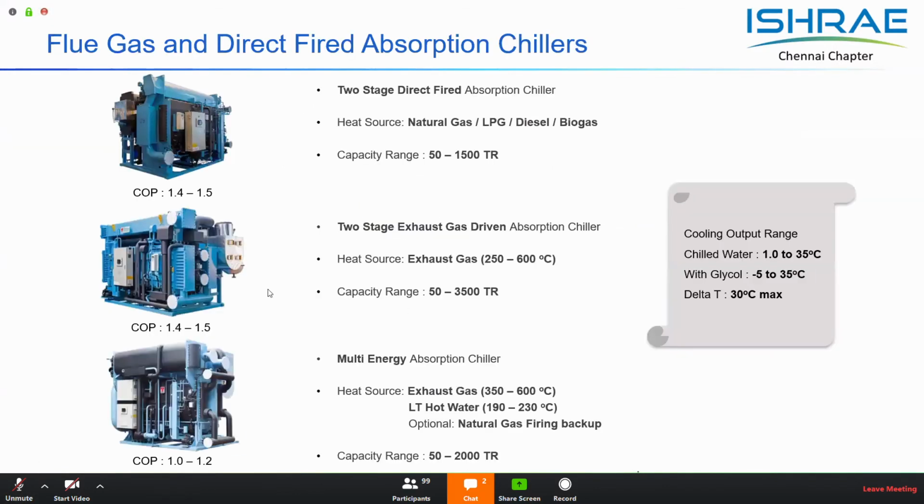Okay, so the third variety of heat source, which we discussed in the beginning, is direct fired units and exhaust driven units. When we say direct fired units, we talk about units which can fire natural gas or diesel or LPG or biogas and produce cooling. The heat from the combustion of the gas or the oil is used to heat the lithium bromide solution directly. So it becomes the simplest form of energy source for an absorption unit.